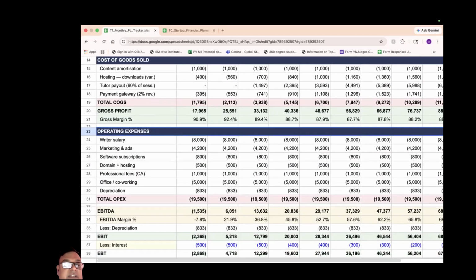Let's do now the operating expenses: writer's salary, marketing, software, domain and hosting, professional fees, office, and there's a depreciation, 833, which I'm adding here, but my total OPEX will not include this because I have to calculate something called the earnings before EBITDA. Okay, so I'm just keeping it here, but I'm not including it. So I'm getting 19,500.